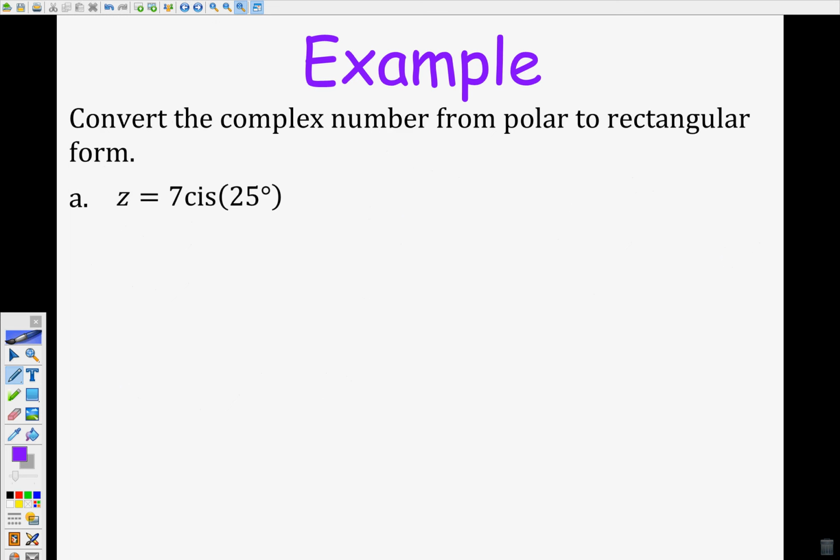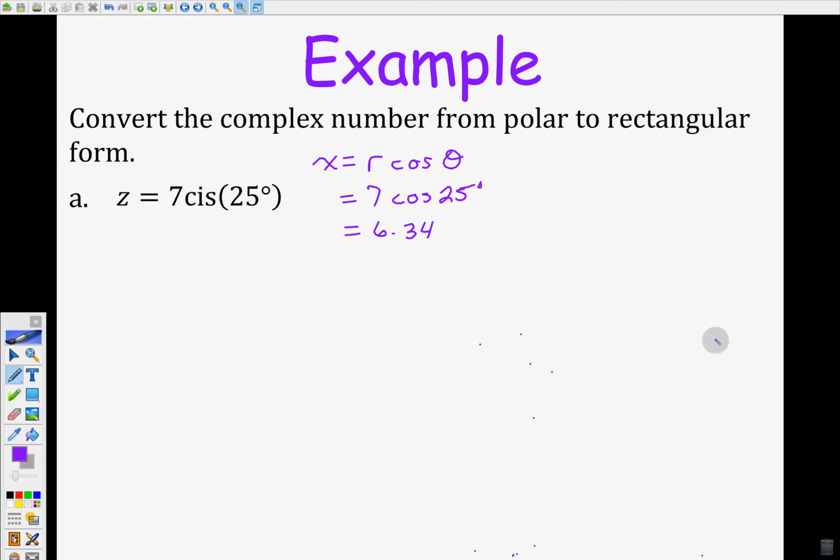Now we get to do the fun thing of going back the other way. This time we're going to give you the complex polar coordinates, and we're going to go back and put it in rectangular form. So in this case, we're remembering that x is equal to r cosine theta. Well, in this case, my radius is given to me as 7. And I'm going to find out what the cosine of 25 degrees is, and I'm going to put this whole thing straight into my calculator, and I'm going to find out that it is 6.34.